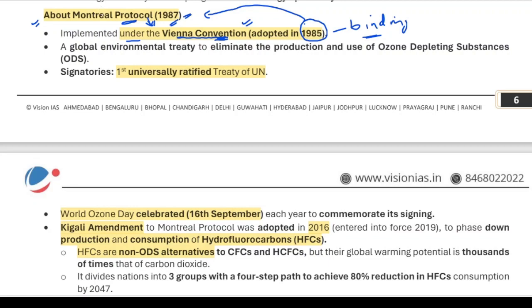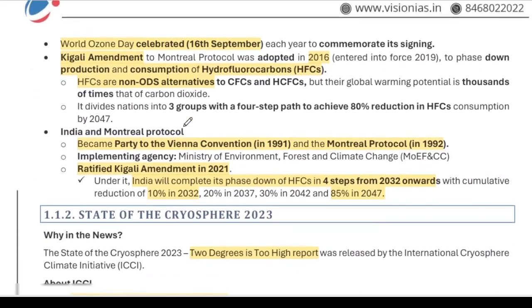What this protocol is all about, we will deal with. But first, we must also remember this: it is the first universally ratified treaty of the UN, ratified by all the members of the UN. This is the first universally ratified treaty. You must remember it.